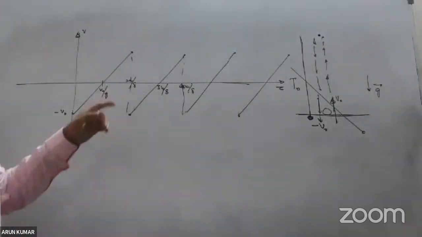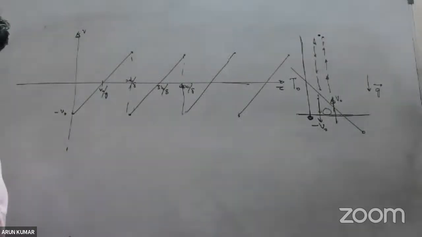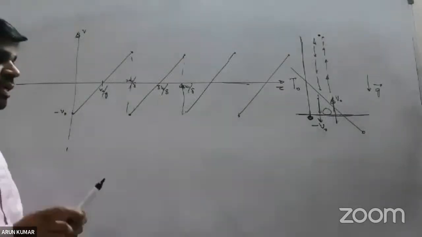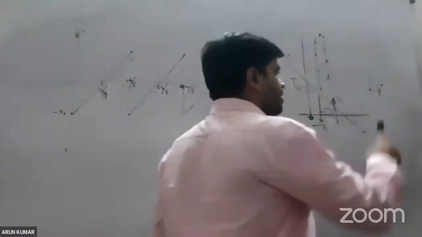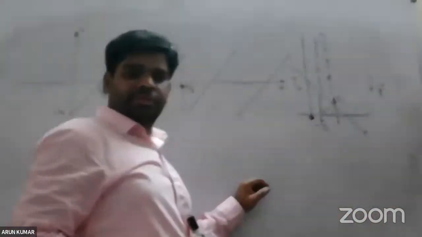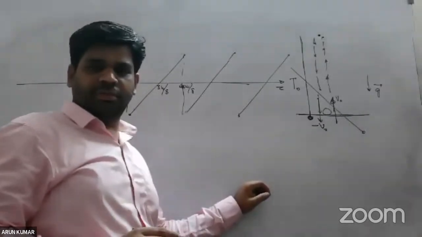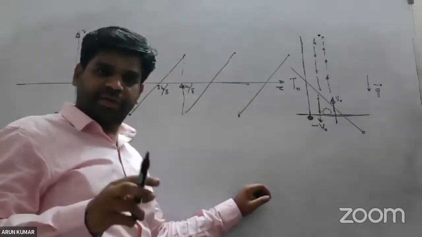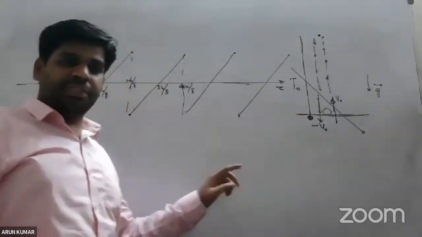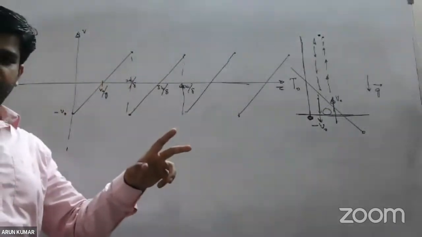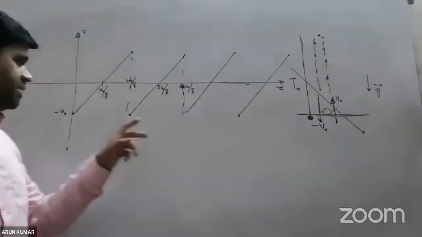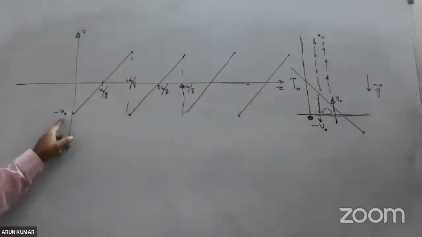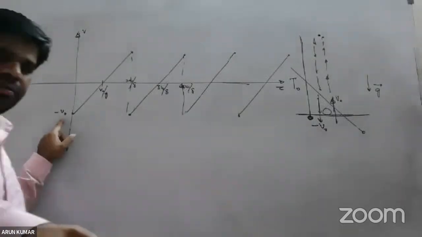First tell me, is acceleration positive or negative? Positive, sir. Okay, if that is positive, what does it mean? My downward is taken as positive. Right, downward is positive. That means upward is negative. So it's negative velocity at that point, going upwards. Right.